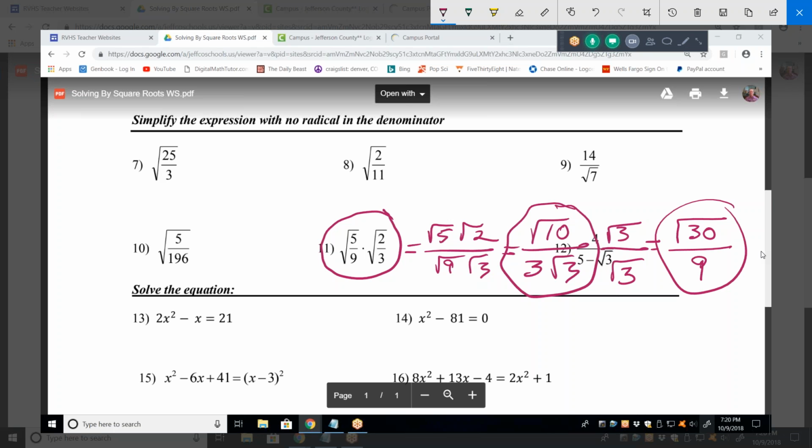Okay. Again, 30 cannot be simplified, square root of 30. If it could be, I would proceed to do it. There are certain radicals that aren't simplifiable. That's not simplifiable.